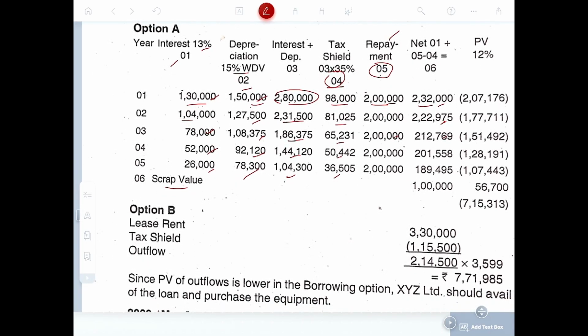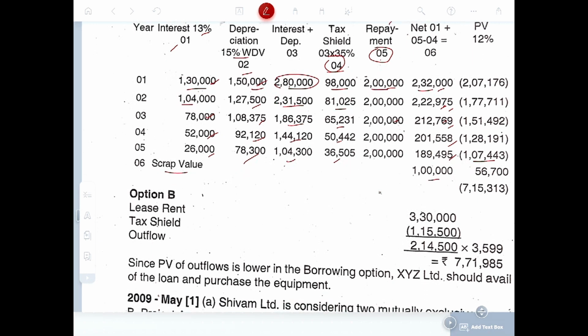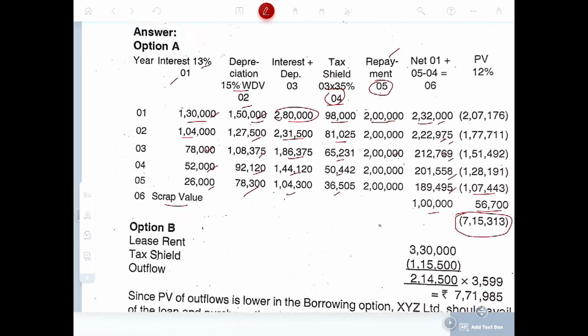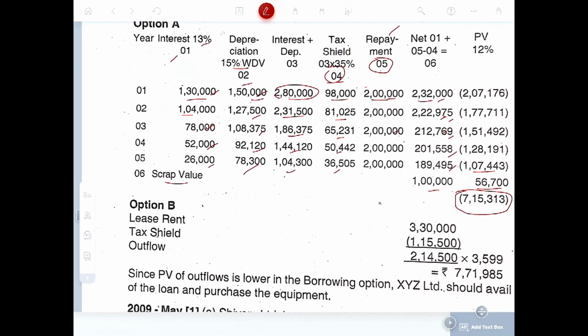2,30,000, in that the net present value. 232,000 divided by 1.12, so 1.12 square, 1.12 cube, 1.12 to the power 4. We'll get this value. So if all are added together, with the scrap value at 1.12 to the power 5, the net present value is 7,15,000. 7,50,000 is the net present value of this whole income.